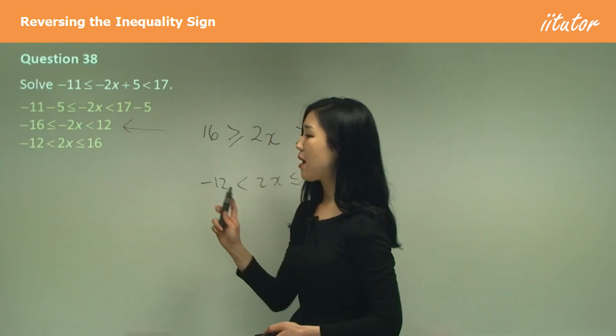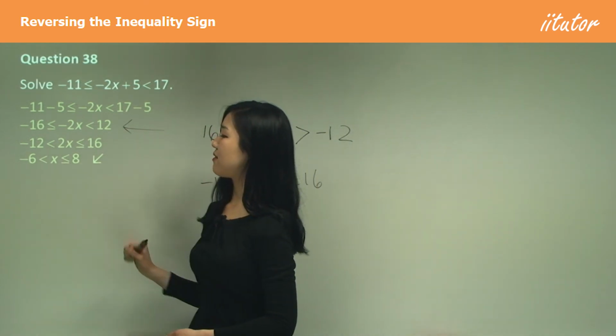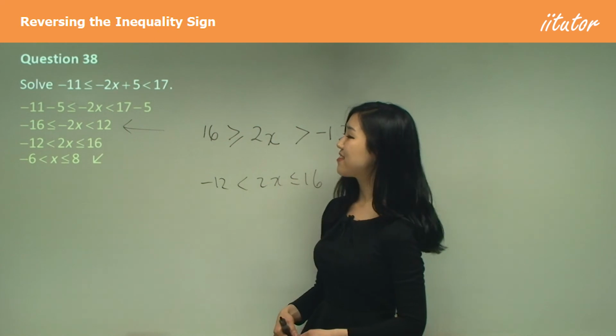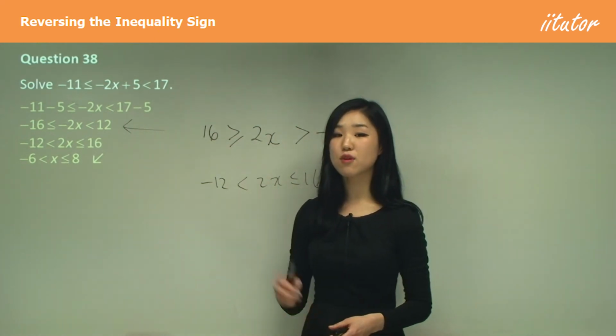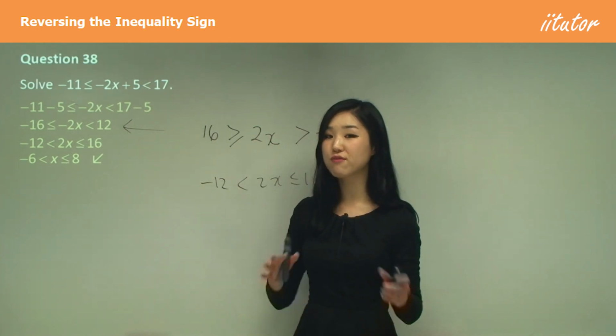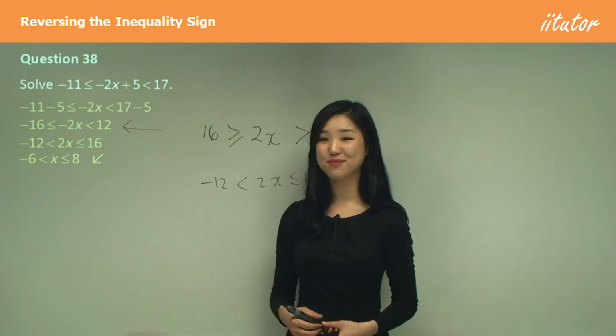And then, of course, we now divide it by 2, and that's the answer. X is greater than -6, but less than or equal to 8. Okay, so that's the idea. Just remember, guys, if you're multiplying or dividing by a negative, just switch the sign or reverse the sign to the other direction. Okay, so that's the end of this part here.